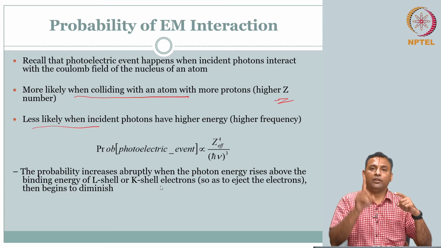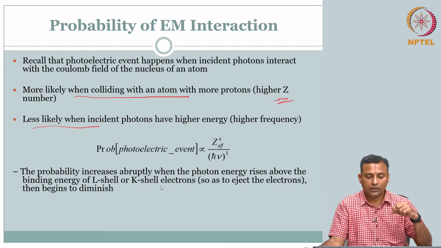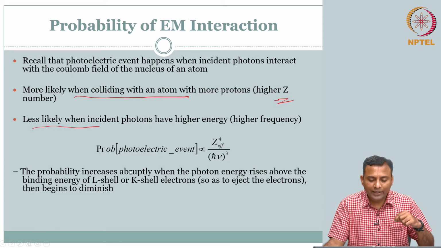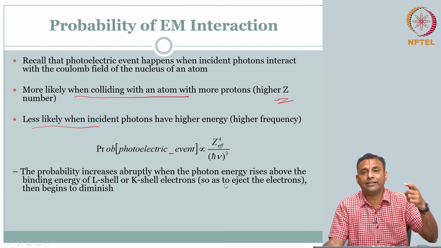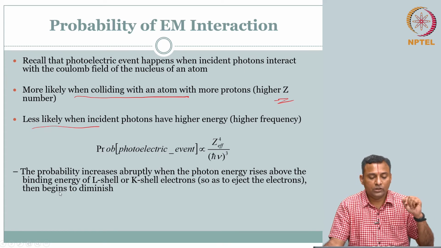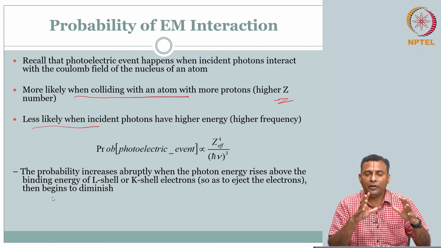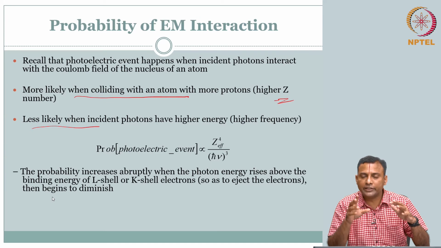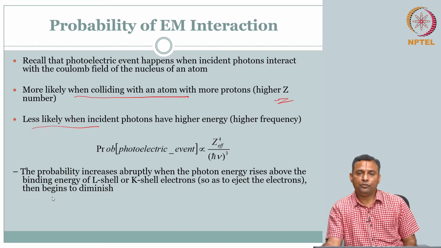So the probability of the effect taking place increases. Okay. So the probability increases when the photon energy rises above the binding energy of the K electron, because then suddenly you have many K shell electrons that you can eject. Okay. And then of course after that it will start to diminish. So when you have an energy close to the K shell, L shell binding energy, you have maximized the photoelectric effect.